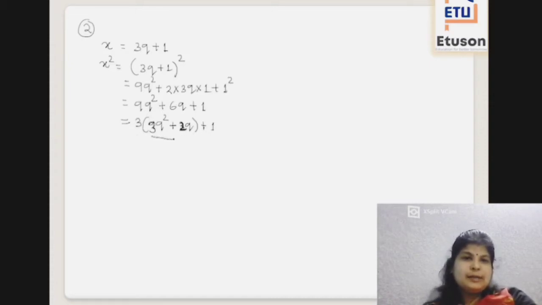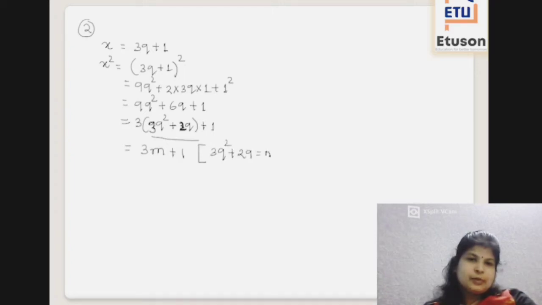So now can I replace this 3q square plus 2q as m? So I will write in place of 3q square plus 2q as m. So it becomes 3m plus 1. So here what I will write is that I have taken 3q square plus 2q is equal to m, so that it will be properly understood. Okay, so this is your second case. Here x square is represented in the form of 3m plus 1.